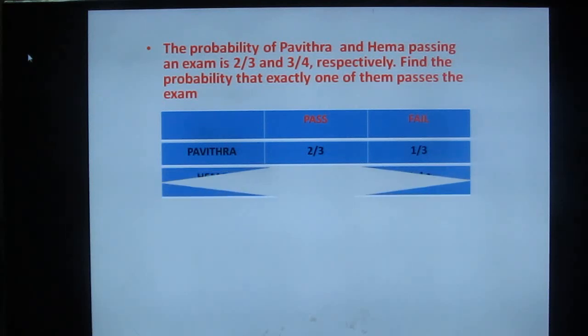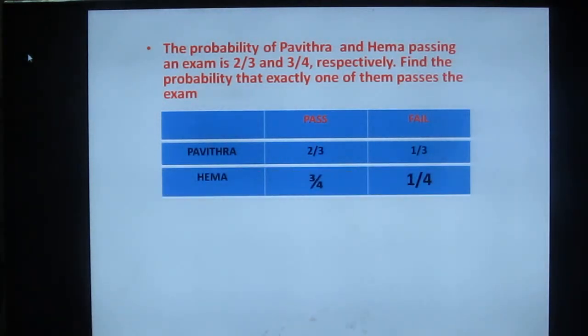Okay. Then what is the next one? Hema. What is the probability that Hema passes? It is 3 by 4. The probability of Hema failing is 1 by 4 because the total is 1. Okay. 2 by 3 plus 1 by 3 should be 1. Probability lies between 0 and 1. So the question is exactly one of them passes.